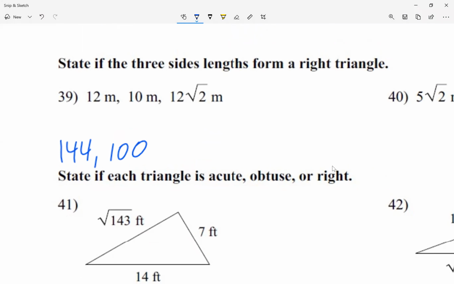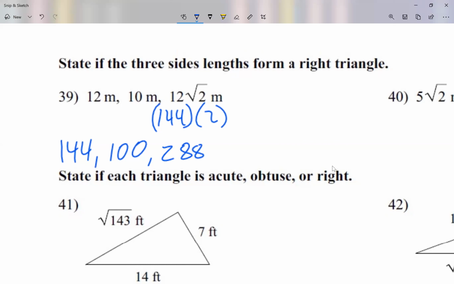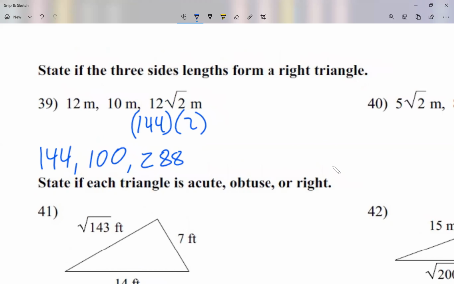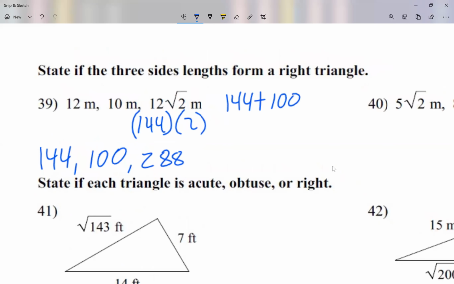10 squared is 100. Now 12 radical 2. If I only had the 12, 12 squared is 144. If I only had the radical, it is 2. But because I have both, let me multiply them. So 288. What I'm going to do, I'm going to add the two small values. So 144 plus 100, and I'm hoping this is 288. Now 144 plus 100 is 244, not 288. So in this case, nope, this is not a right triangle.